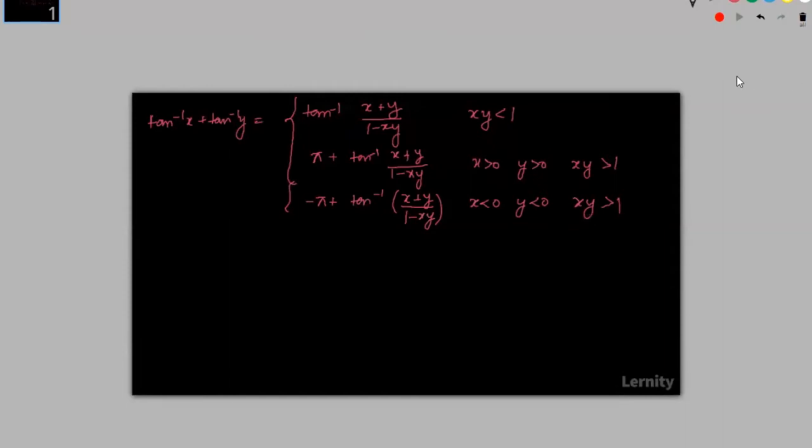And if I have to write the properties for tan inverse of x minus tan inverse of y, you just have to remember this part. If you remember this one, then for tan inverse of x minus tan inverse of y, simply wherever you have y, substitute y with minus y.